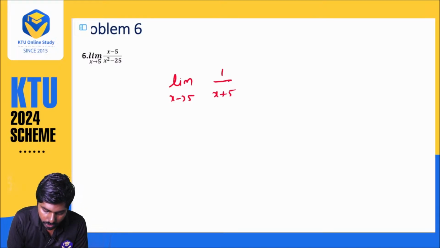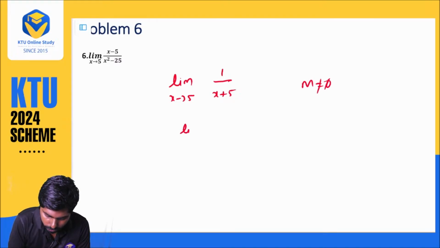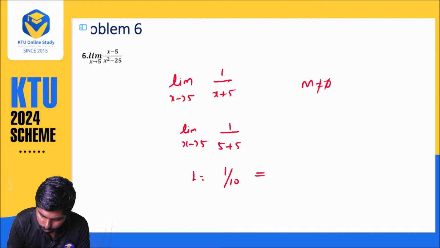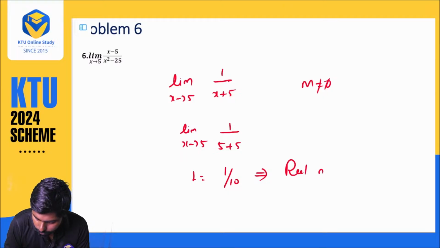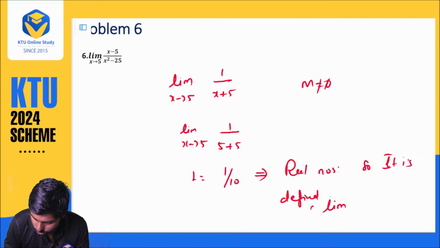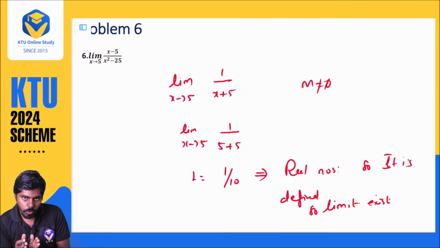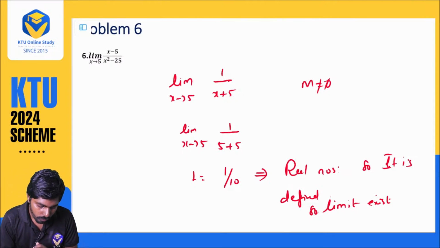Now apply the value. When you apply the value, we will be getting m is not equal to 0. So limit x approaches 5, 1 divided by 5 plus 5. Our L value is nothing but 1 by 10. 1 by 10 is what? It is a real number. So it is defined and the limit exists. So this is the way we prove it. We just do the simplification, because we know the formula here. What is the formula?